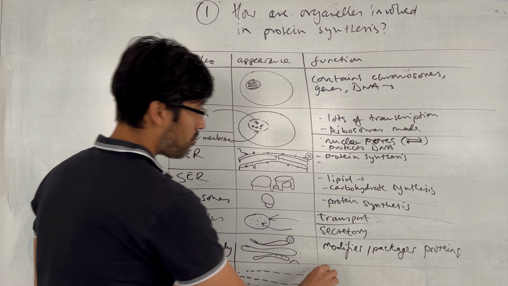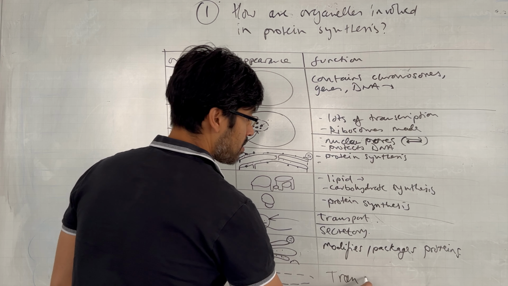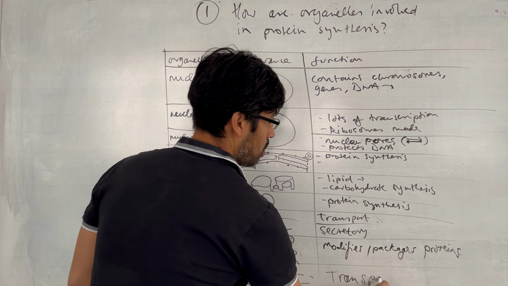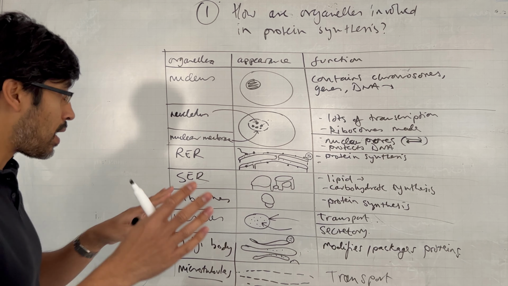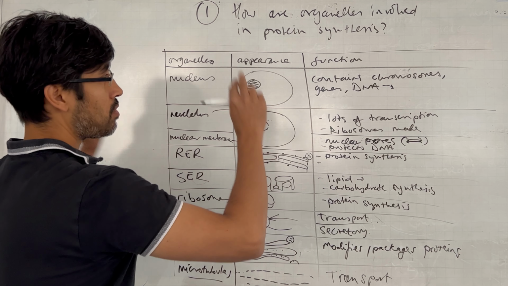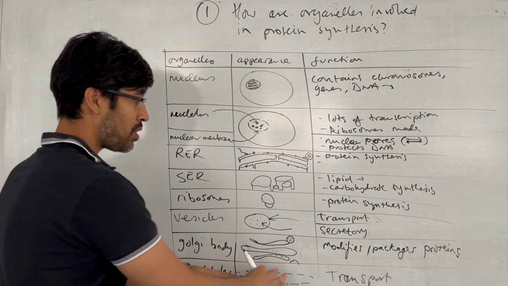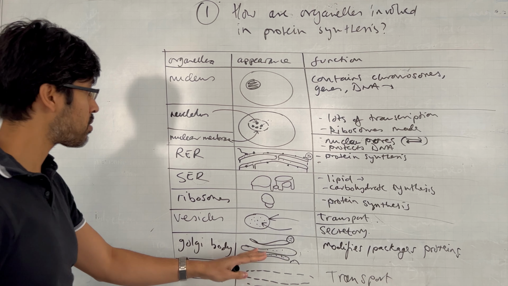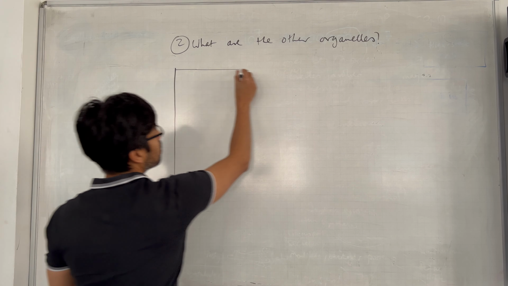So one function of the microtubules is intracellular transport. And in fact, all the organelles are kind of stationed where they are thanks to the scaffolding provided by the microtubules. What are these other organelles then?